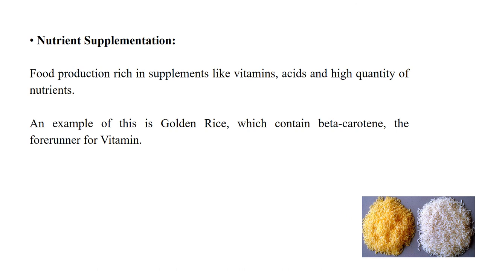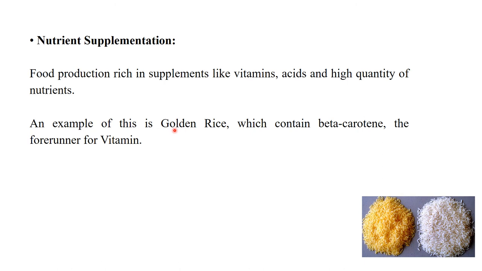Nutrient supplements. We can produce the plants having a high amount of vitamins, high amount of nutrients, high amount of proteins, high amount of carbohydrates that fulfill the requirements and act as a balanced diet as well. For example, golden rice, which contains beta carotene, the forerunner for vitamin A. Vitamin A synthesis के लिए ये beta carotene जो golden rice हम produce करते हैं. अब जो बंदा golden rice use करेगा, no need to take vitamin A.